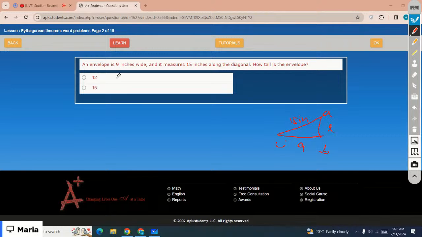That is 15 square equals 9 square plus b square. So 15 square minus 9 square equals b square, right? 15 square is 225 minus 9 square is 81, that equals b square. That is 144 equals b square. So b equals... yes, the correct option is b equals 12. So the correct option is 12. That means the envelope is 12 inches tall. Got it? The envelope is 12 inches tall.